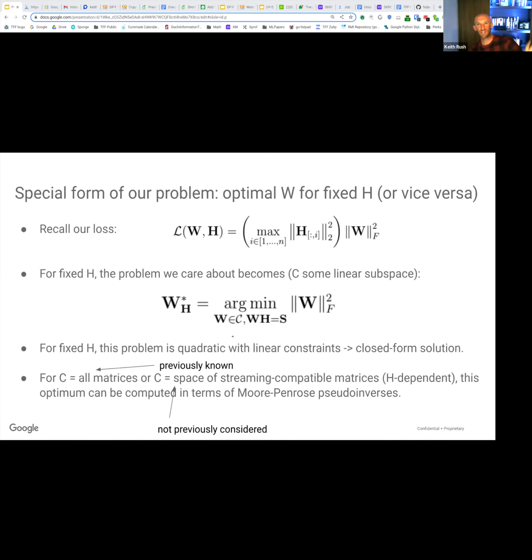So, this is a special form of our problem, and the geometry looks really nice, especially if you drop that max over column norms of H. You can very easily compute the optimal W for a fixed H or vice versa. For a fixed H, the problem we care about is just written in terms of this Frobenius norm, which means you get a quadratic problem with linear constraints, where we assume that C is some linear subspace. So you can write down a closed form solution. If C is all matrices, this is literally just the Moore-Penrose pseudo inverse, I think SH dagger is this optimal W. And if you have linear constraints C, you can write down linear constraints that correspond to the streaming constraints. You have a row by row constrained Moore-Penrose pseudo inverse, a similar thing, but not that difficult.